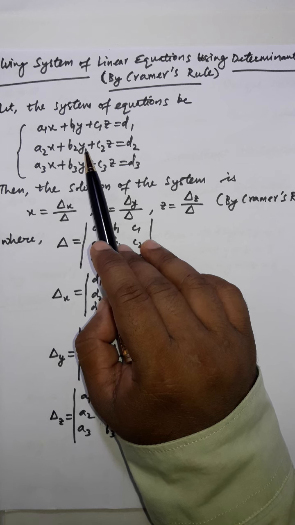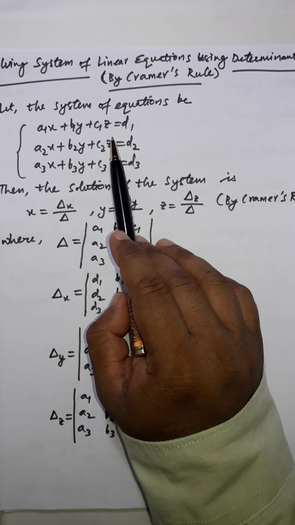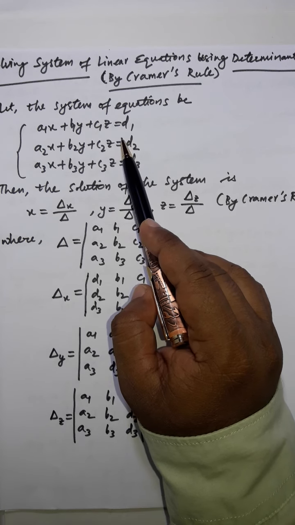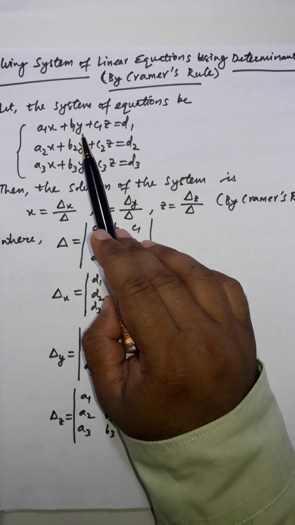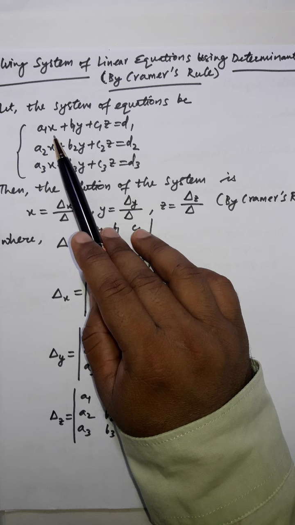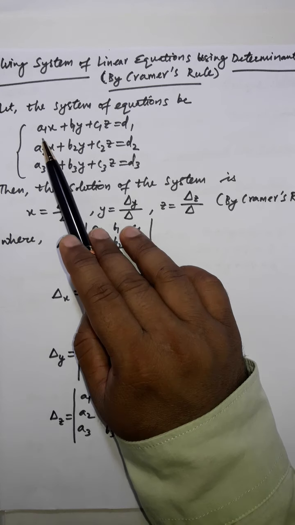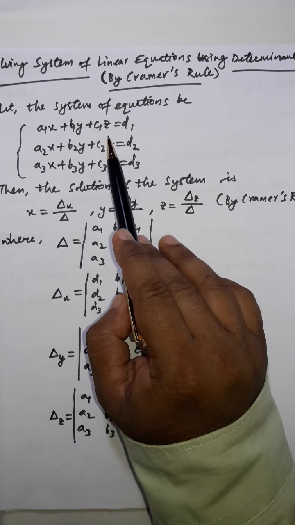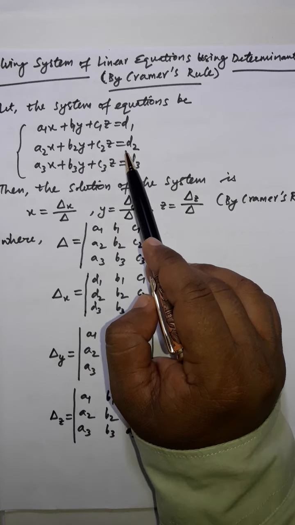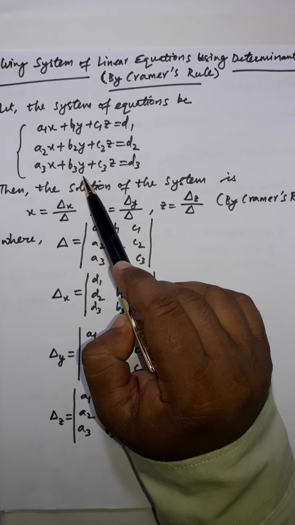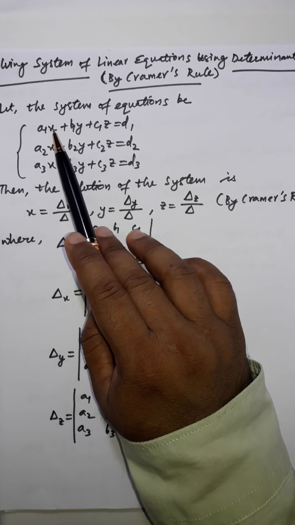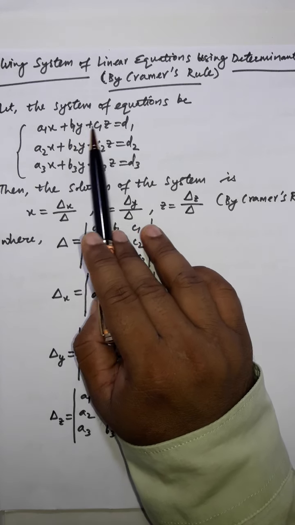So in general, friends, let's use a system of 3 linear equations to discuss our topic. I have taken a system of 3 linear equations containing 3 variables x, y and z. The equations are a1x plus b1y plus c1z equals d1, a2x plus b2y plus c2z equals d2, a3x plus b3y plus c3z equals d3. Here you can see the power of the variables x, y, z is always 1.